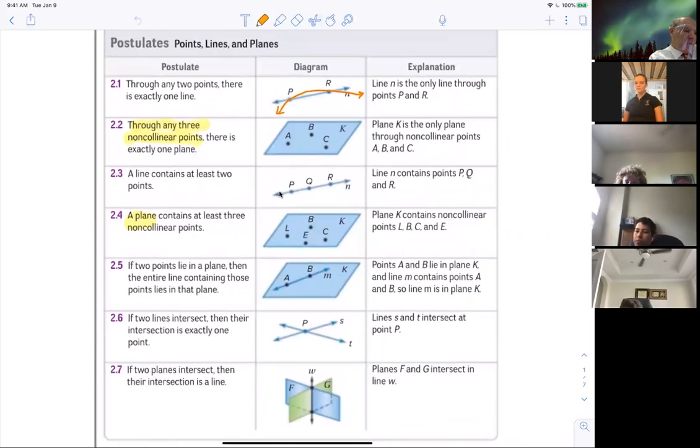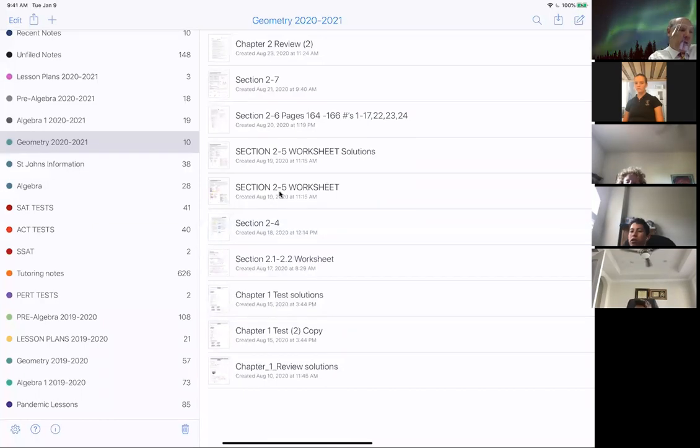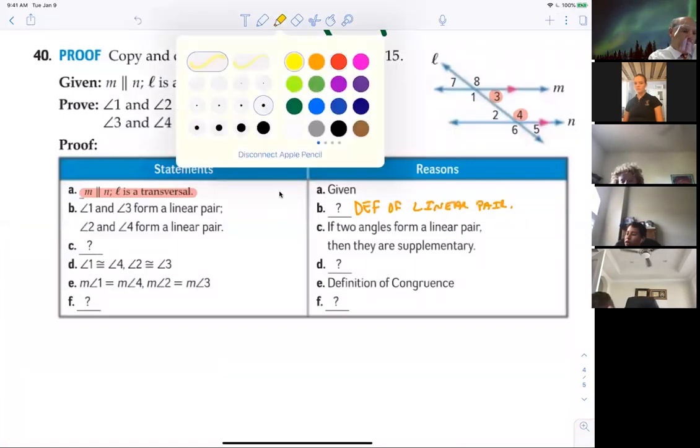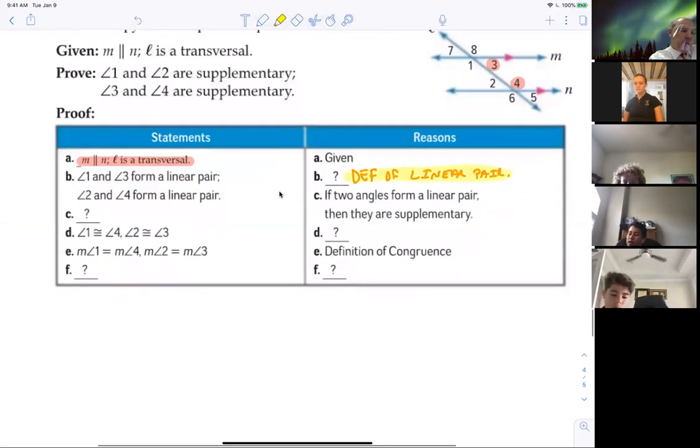All right, well, I'm going to look that up again, because I don't have my book real handy. So let's just continue on. But I want someone to ask me about this again tomorrow, so make sure somebody does. All right. Definition of linear pair. I would almost say that's given too, but definition of linear pair is okay.